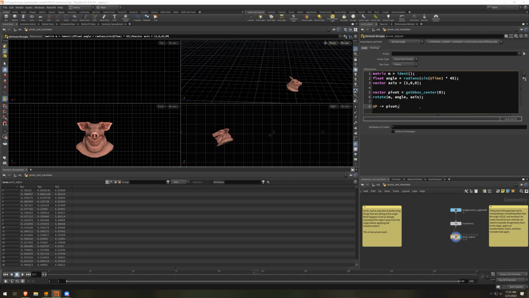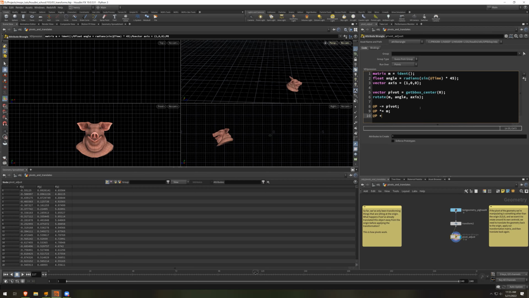Then I'm going to multiply all points by that matrix to apply that rotation. And then after that, I'm going to add that pivot vector back in world space so that he goes back to his original position. And when I do that and then scrub, you can see that now he's rotating around his own local centroid. And this is basically how pivots are working under the hood.